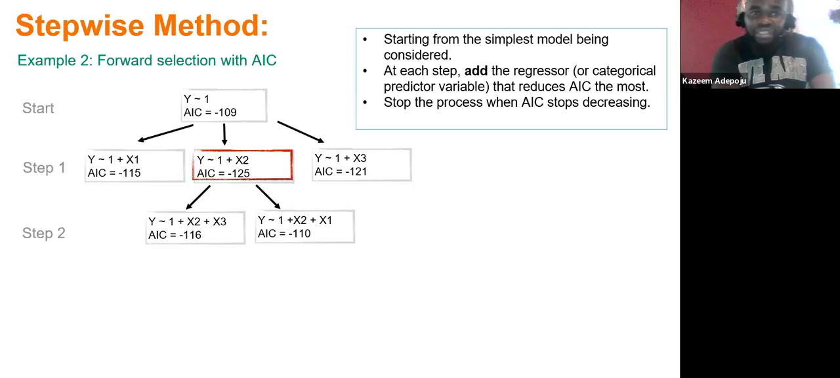And so the forward is saying that, okay, starting from the simplest model, which is this one, at each step, add the regressor, the predictor variable, that reduces the AIC the most. Stop the process when the AIC stops decreasing. So I'm actually going to stop the process right here because the AIC is now increasing. Okay, but I'm actually going to continue when the AIC is still decreasing.